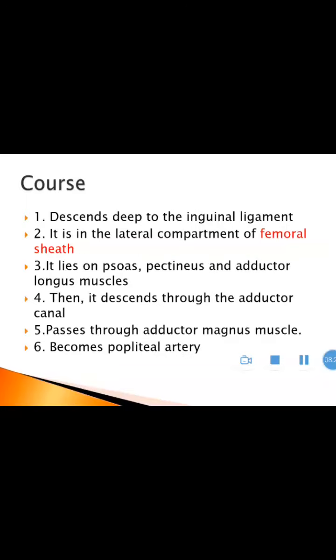Then coming to course of femoral artery, after entering into thigh, that is deep to inguinal ligament, first it is in the lateral compartment of femoral sheath, then it will be running over muscles, that is psoas, pectineus, and adductor longus muscles, and it descends through the adductor canal. After that, it enters the back of thigh by passing through the adductor magnus muscle, where it becomes popliteal artery.